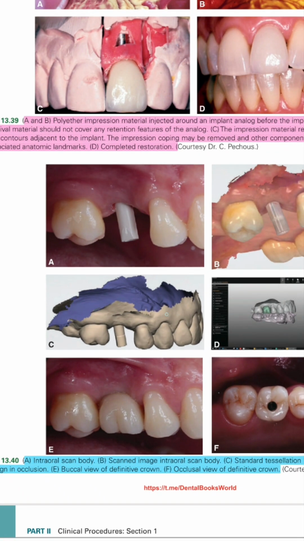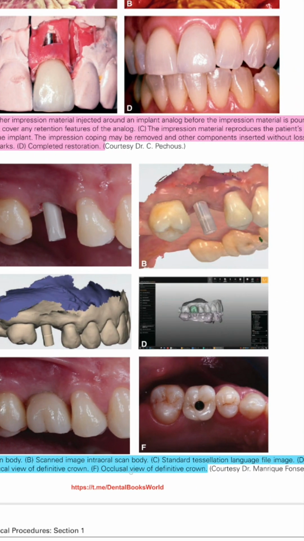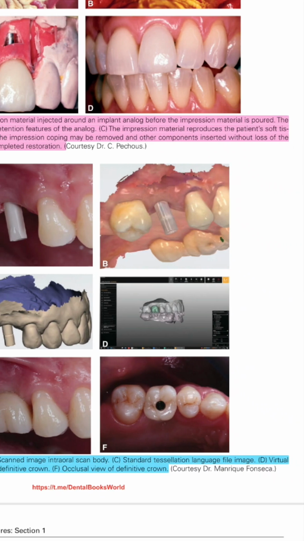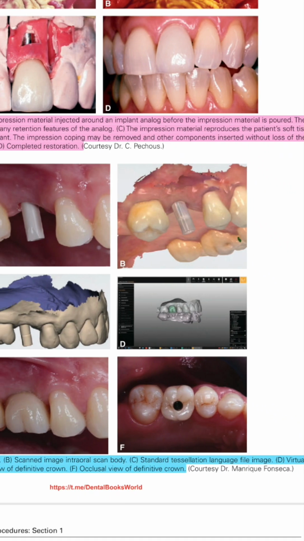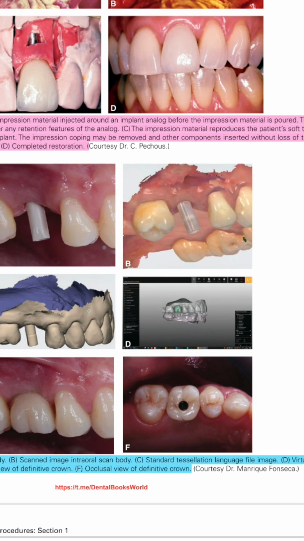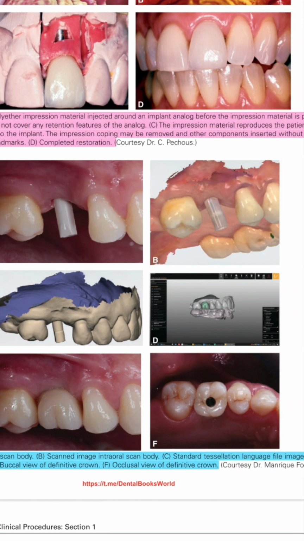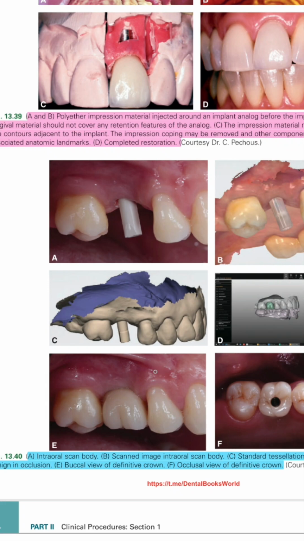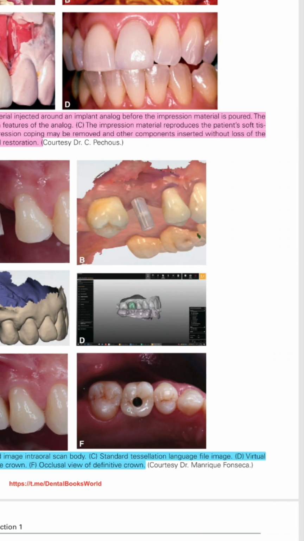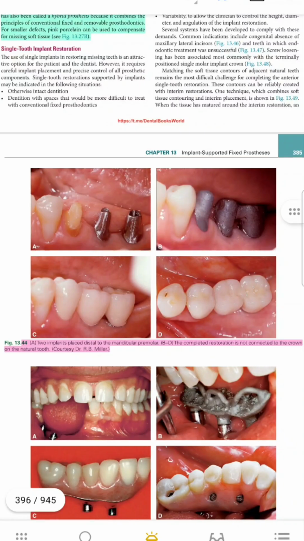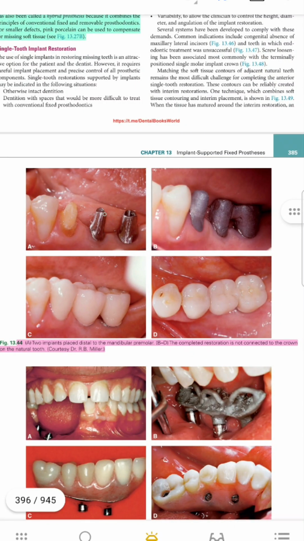In this case, this is the intraoral scan body. It is scanned through an intraoral scanner, and it is converted to an image file. Then the virtual design of the occlusion is being made, and we have the buccal view of the definitive crown, and this is the occlusal view. We have two implants and one prepared second premolar.